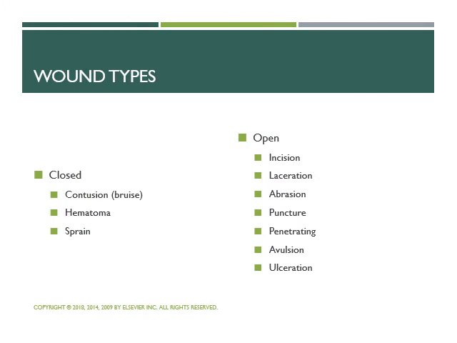Wounds may be open, which means occurring through the skin, or referred to as closed, without a break in the skin. Examples of closed wounds are contusions such as bruises, hematoma, or sprains. Examples of open wounds are incisions, lacerations, abrasions, puncture, penetrating, avulsion, or ulcerations. You can find examples of wound types in your textbook on page 760, table 38.1.